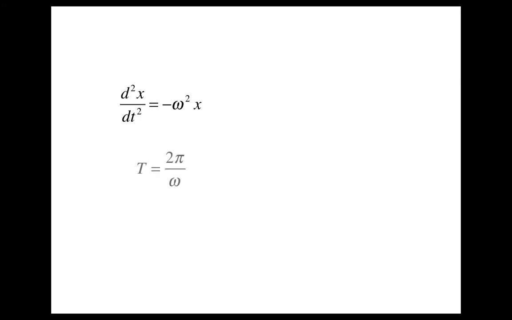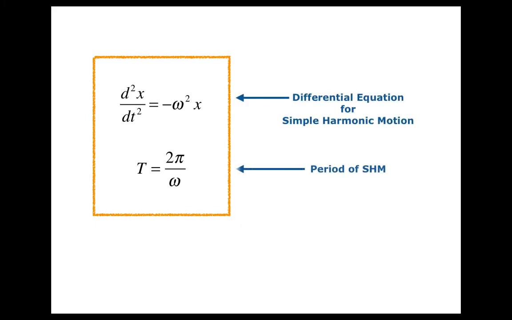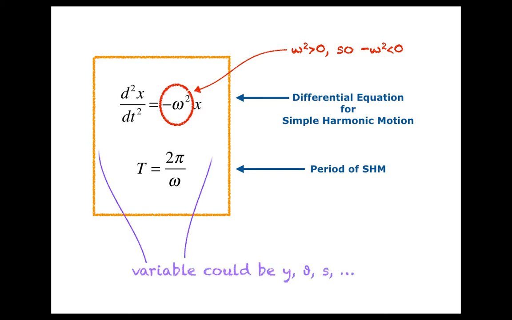We often like to find the period when we have simple harmonic motion, and we can do that because we have omega. And so we want to remember these two equations that are boxed here. Now, a couple of things to note. Omega squared is going to be greater than 0, so negative omega squared will be less than 0. And the variable x doesn't have to be x.